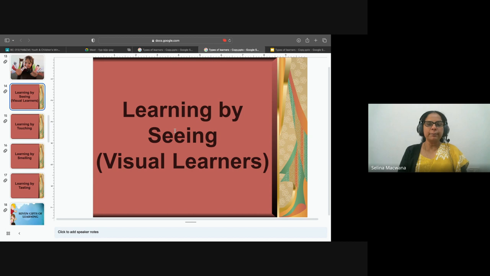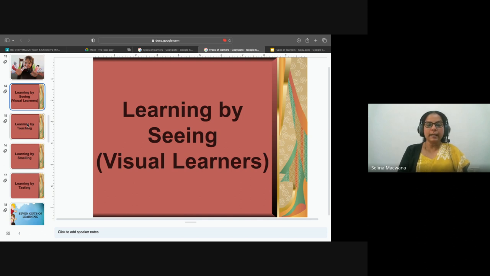So just before our break, we were looking at the different learning styles. We're looking at the five learning styles, basically related to our senses: hearing, seeing, touch, smell, and taste. So we looked at auditory learners, who learn by hearing. We looked at visual learners, who learn by seeing.